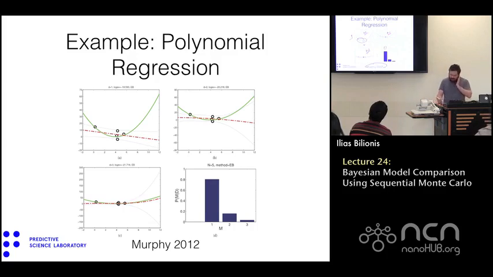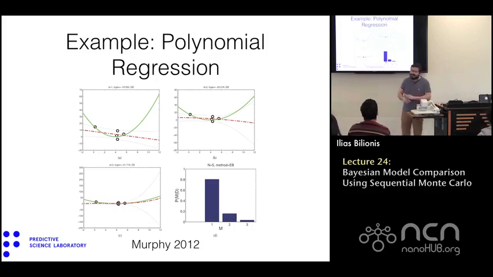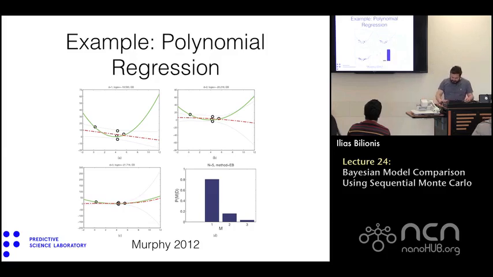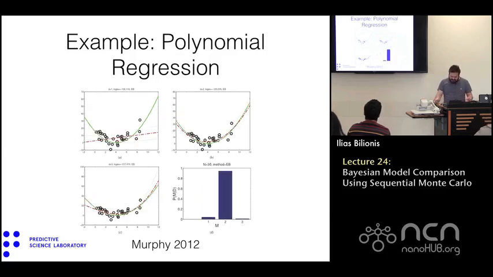So when he does it for 5 samples, look at what he finds. He finds that the more probable model is the linear one. The true model is quadratic, but if this is all the samples he uses, he finds that the most probable model is the linear one. But he doesn't get 0 probability for the quadratic one. Now, when he does it with more data, he does get the right answer.